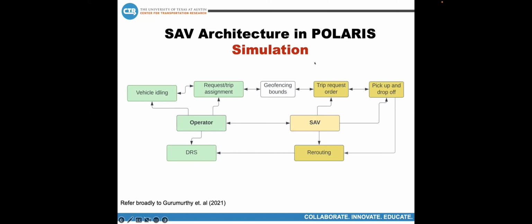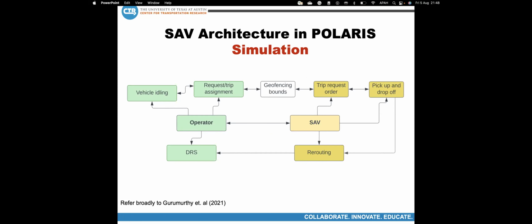So yeah, I was talking about the Polaris framework that we used to simulate SAV operations. Because it boasts short computational times over 24 hours, it could simulate all of DFW's 7.5 million people. And in context, 25% of DFW's 25 million trips were simulated in about 3 hours.